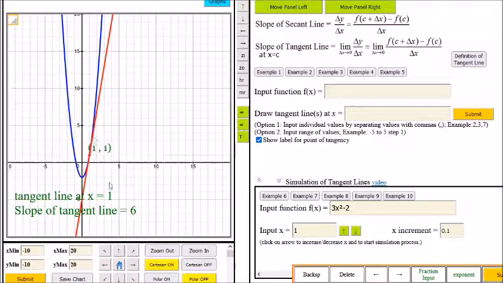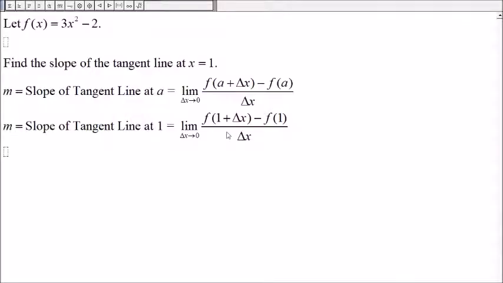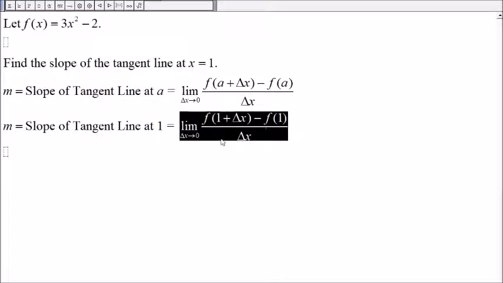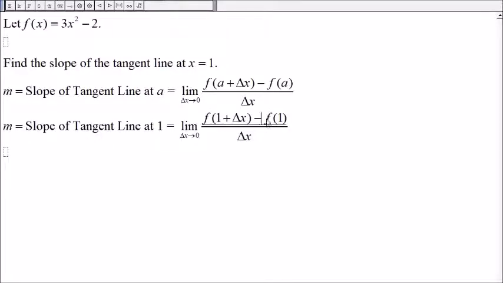Here, this computer program found 6, but we have to find it manually. And so again, that's what the tangent line looks like. And so to get the slope of the tangent line, we have to go through this formula right here. And so first, we need to calculate f of 1.